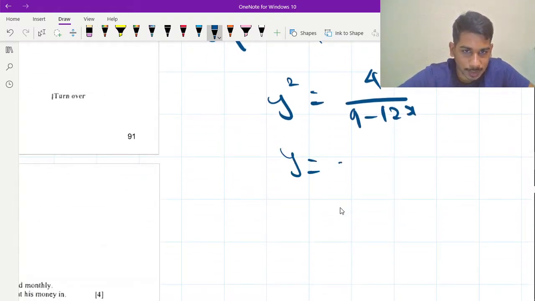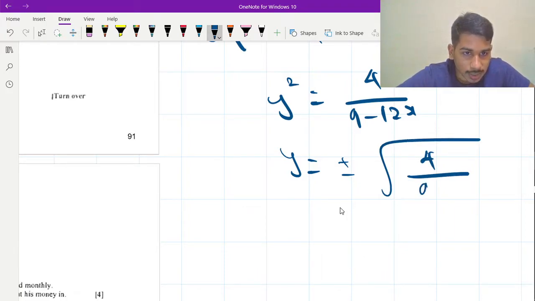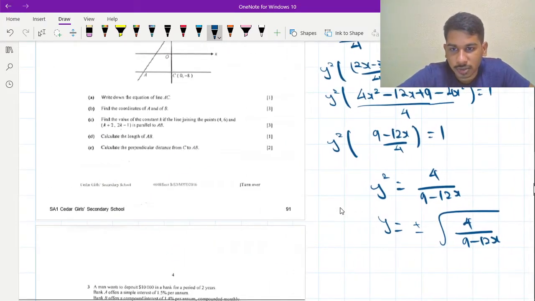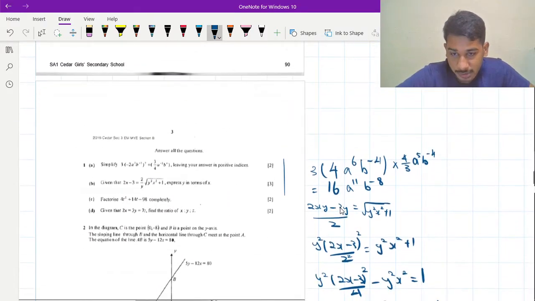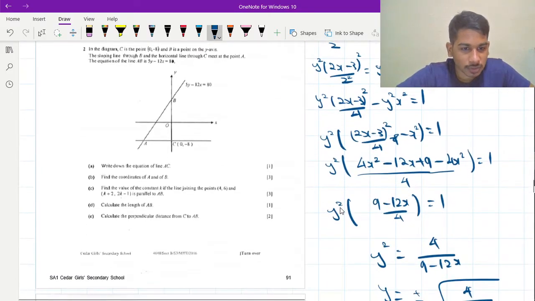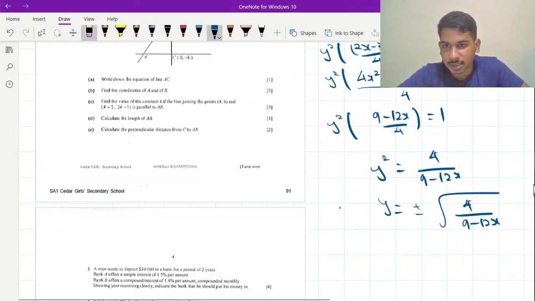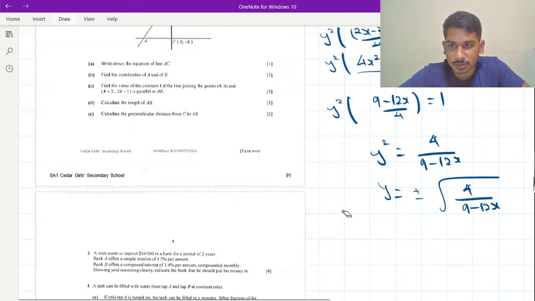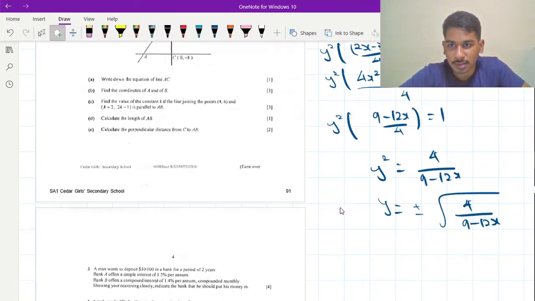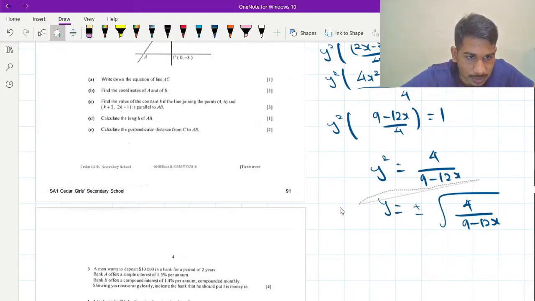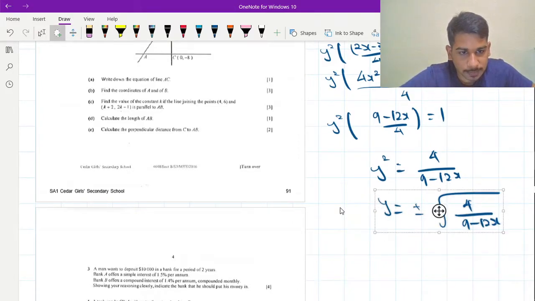y is equal to plus or minus the square root of 4 over 9 minus 12x. So this is going to be cool. I hope that plus minus is necessary. So okay, what should I do? Should I just circle it? No, I should just take this as the answer and put it there, and everything else I'll just take away.